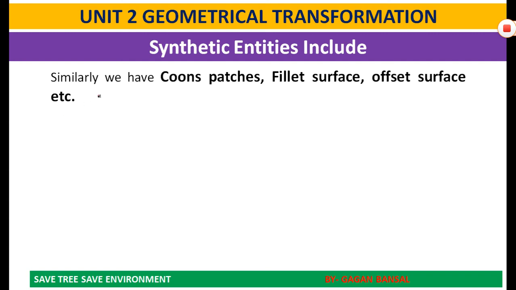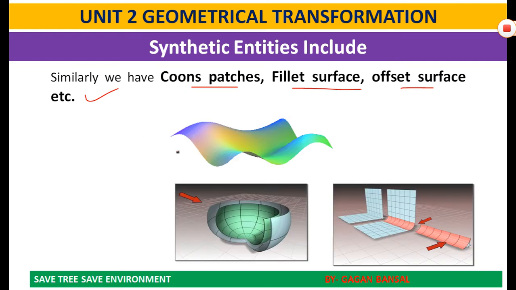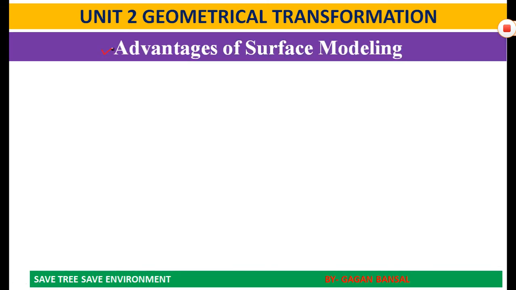Last is that we can have different kinds of entities such as cone patches, fillet surface, offset surface, etc. Let me show you some figures also related to these things. So we can have cone patches, we can have fillet surfaces, we can have say offset also. So these are the synthetic entities of surface modeling. Now very fast, coming to advantages of surface modeling.